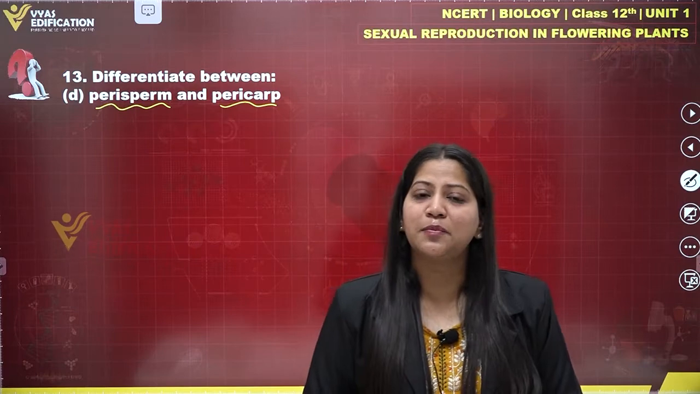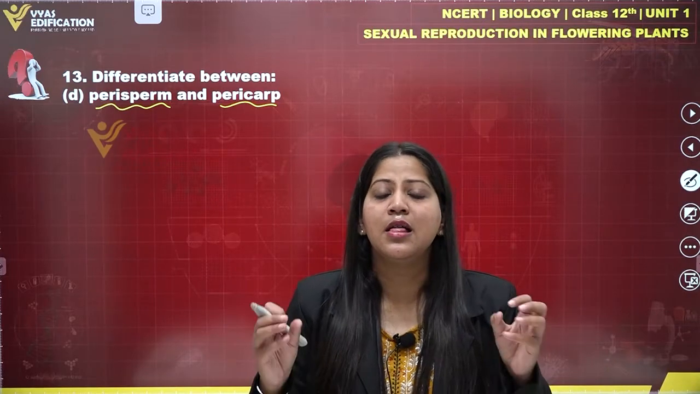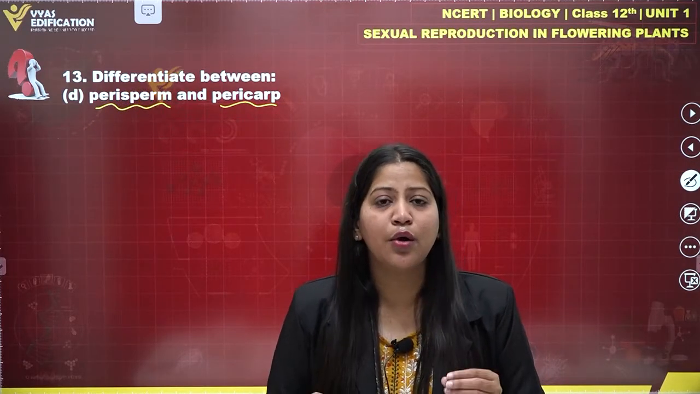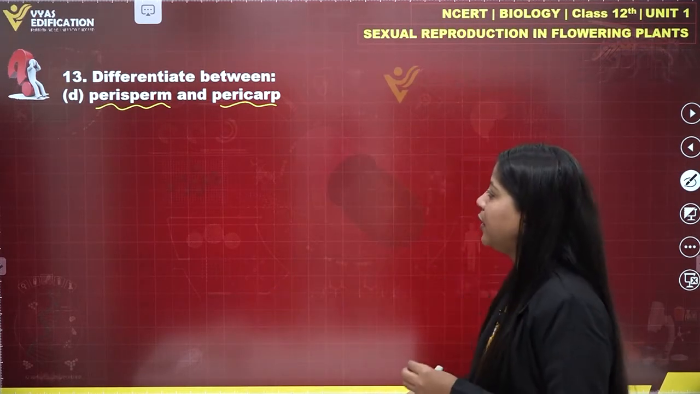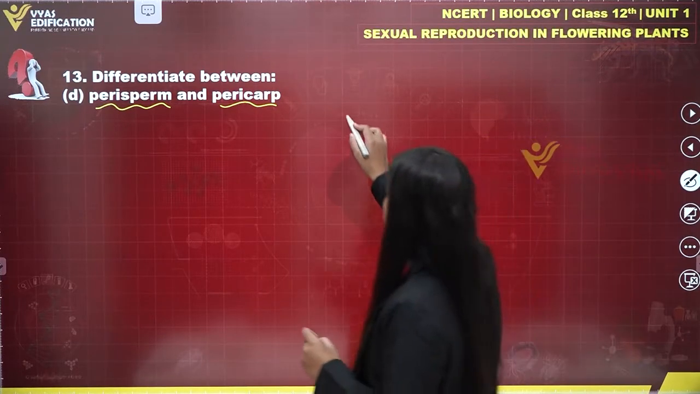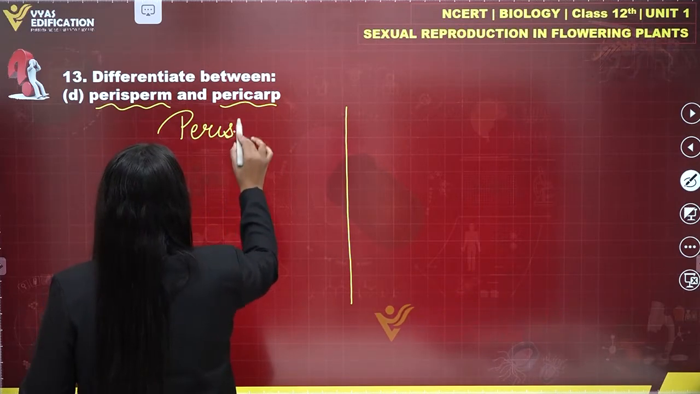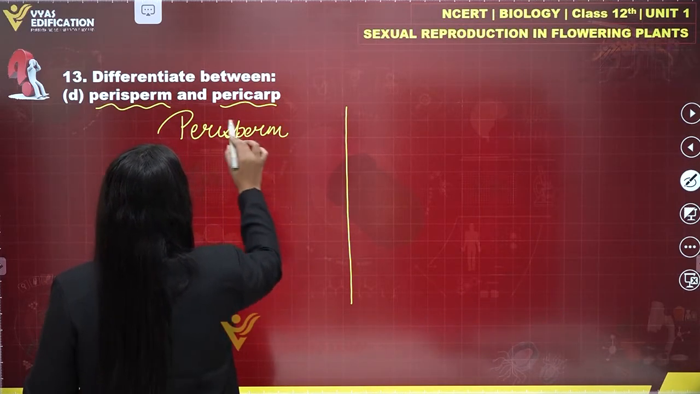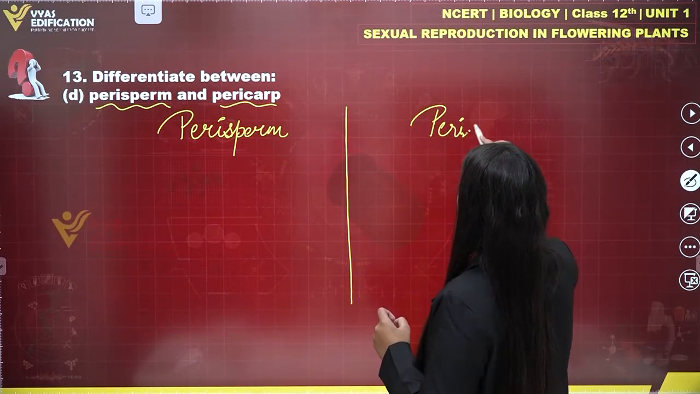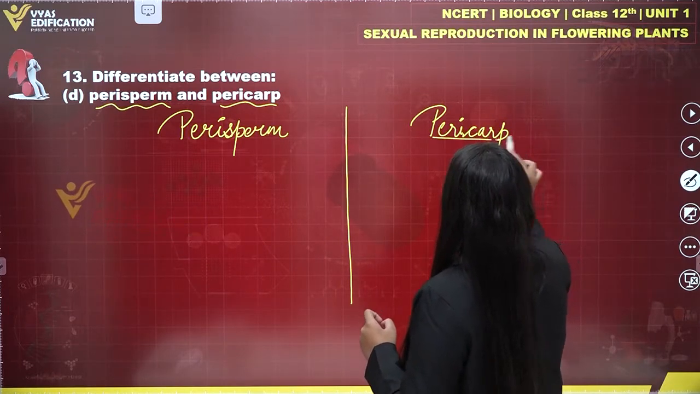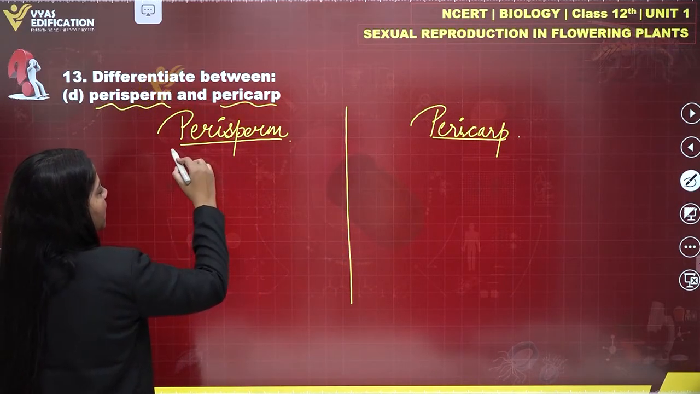Whereas if we talk about pericarp, it is the ripened wall of a fruit. Pericarp is just the ripened outer covering of a fruit, which is developed from the covering of the ovary. Let's talk about perisperm here, and in the right column we are going to talk about pericarp. Don't get confused with perisperm and pericarp, as both terms include peri.